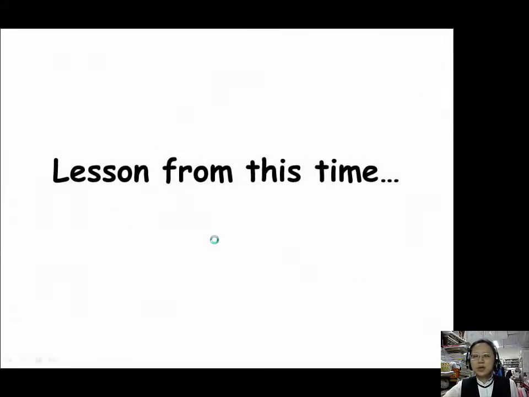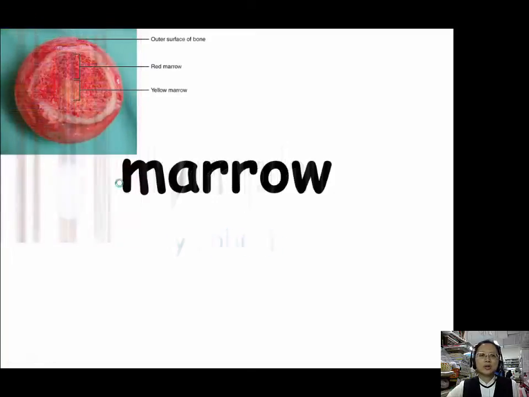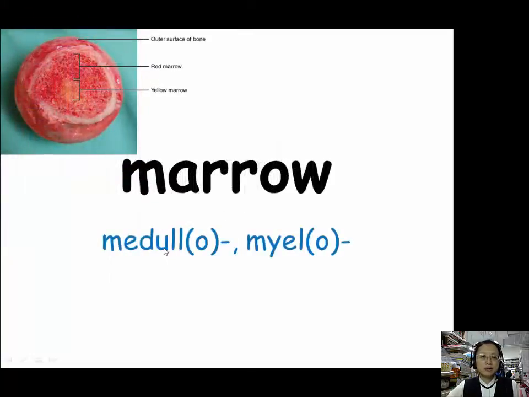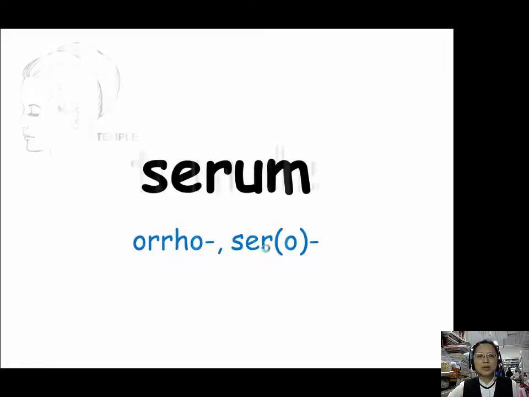Now we finish all the prefixes for lesson 11. Let's review what we learned today. For lymph, we have lympho, LYMPHO. For marrow, we have medullo, MEDULLO, and myelo, MYELO. For serum, we have ORRHO and SERO.